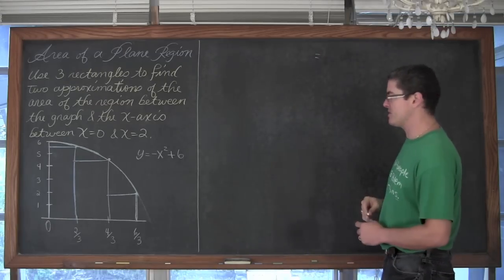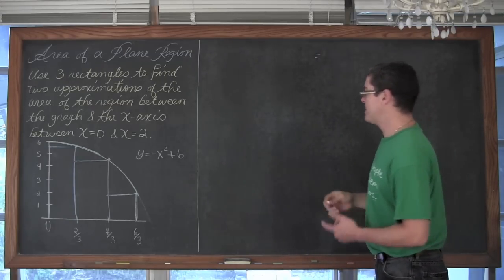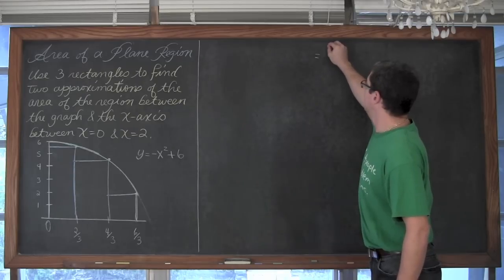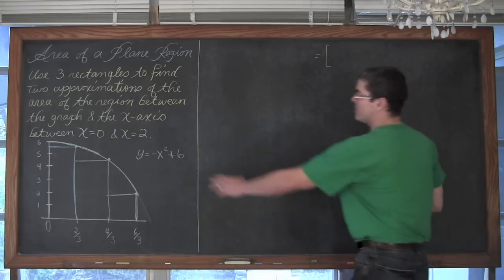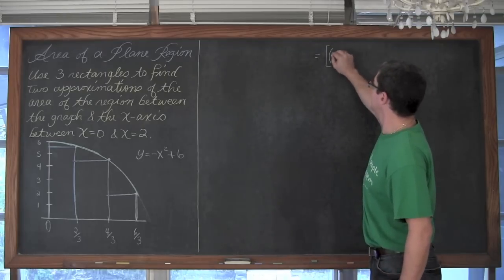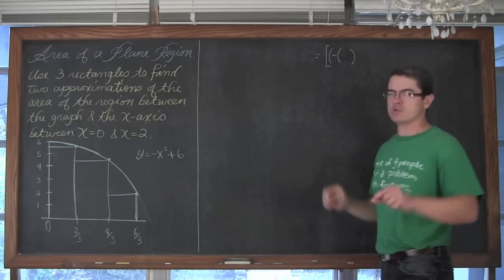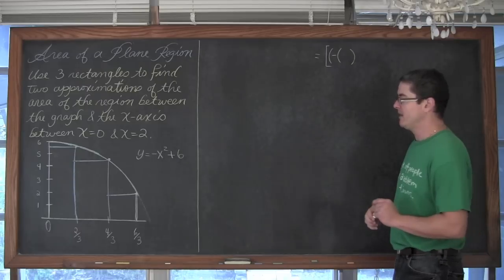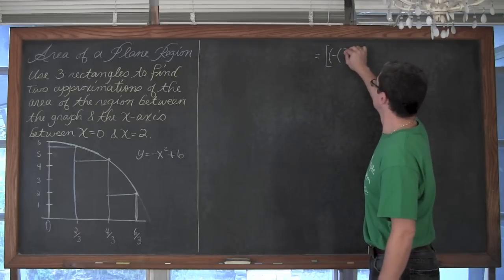I'll need 2 lines for this work. We're going to take a square bracket. I'm going to put this function in here to identify the height. So it's going to be parentheses, negative, and another parentheses, because you should always use those when you do substitution. We're going to plug in that 2/3.